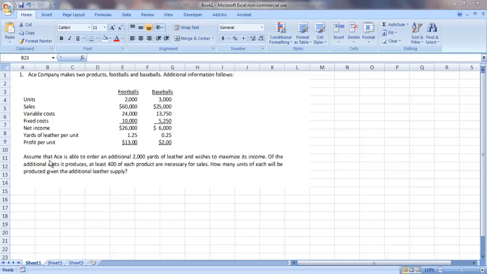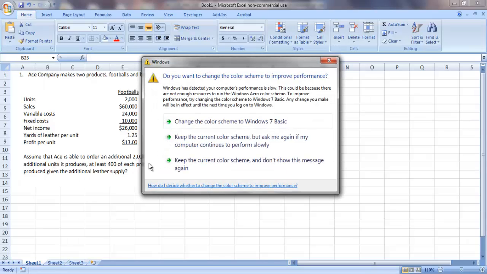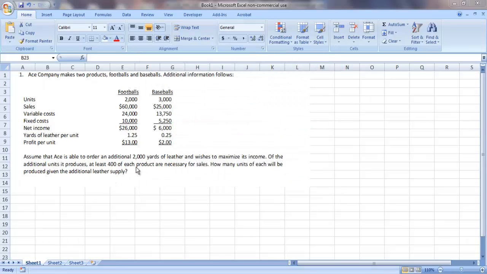We say here assume that Ace is able to order an additional 2,000 yards of leather and wishes to maximize its income. Of the additional units it produces, at least 400 of each product are necessary for sales. How many units of each will be produced given the additional leather supply? So here we want to make sure we focus on the more profitable product, as long as we take into account that we need at least 400 of each product to satisfy some customer demand. So how are we going to determine which product is more profitable?